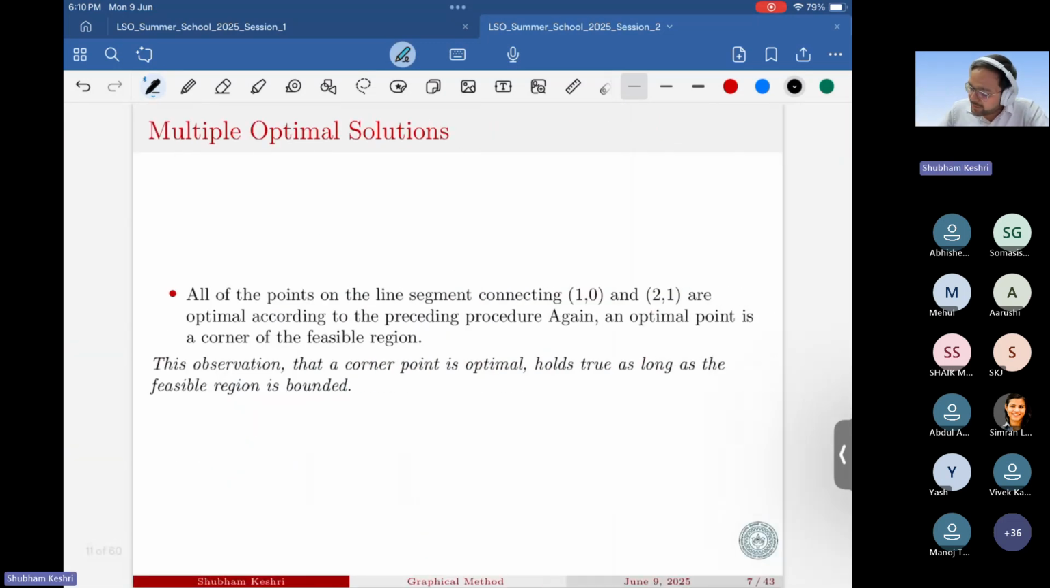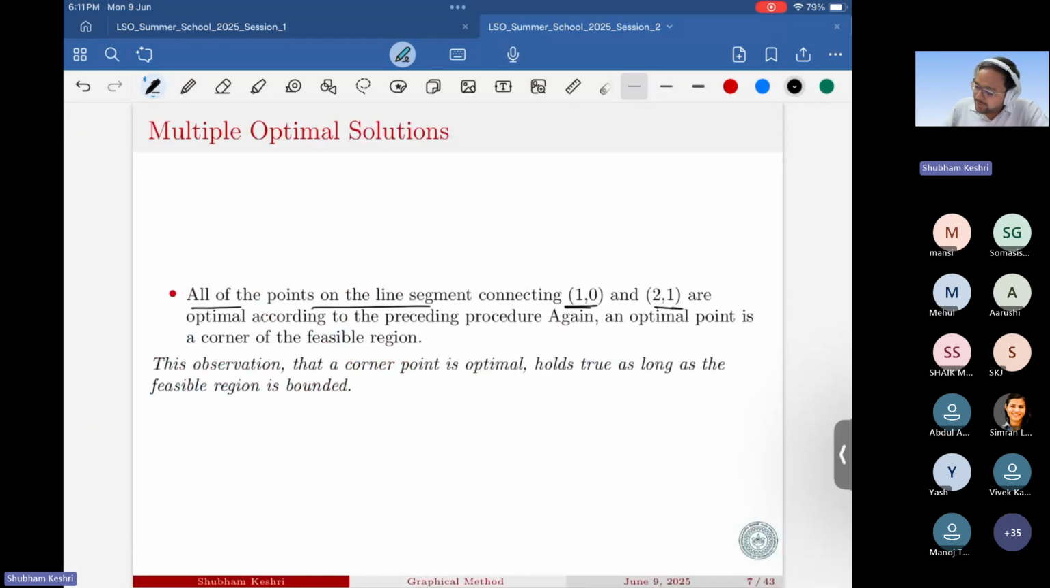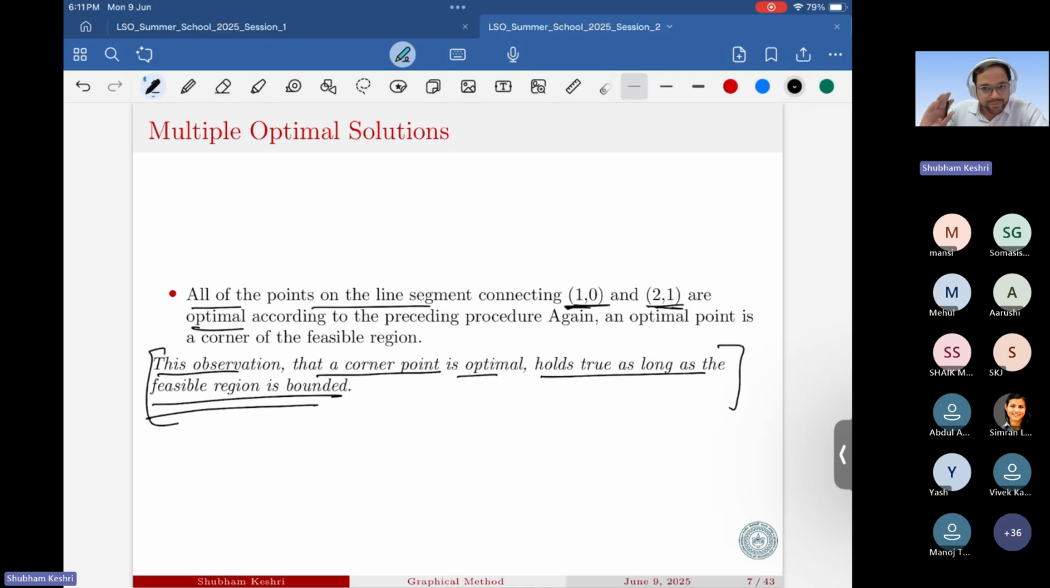But the observation is that two corner points, (1, 0) and (2, 1), are optimal. All points on the line segment connecting the points (1, 0) and (2, 1) are optimal. And this observation that a corner point is optimal holds true as long as the feasible region is bounded. So I have written something which I have not proved, but it says that if the feasible region is bounded, a corner point will be optimal. This is an observation we have made and we have not proved it yet. Is that all right?